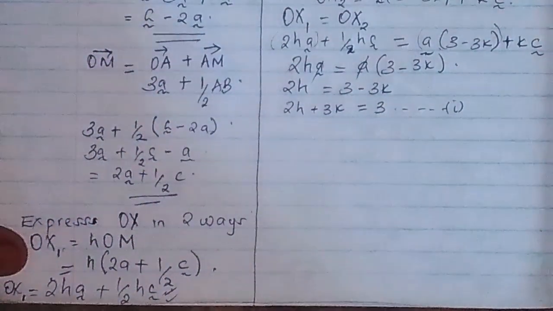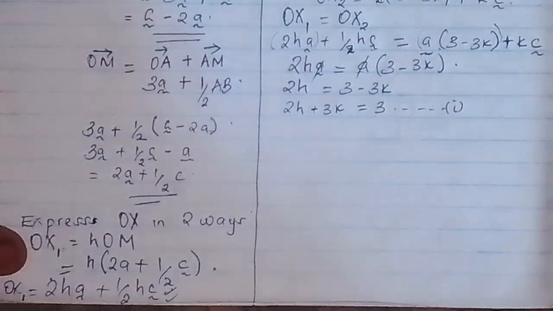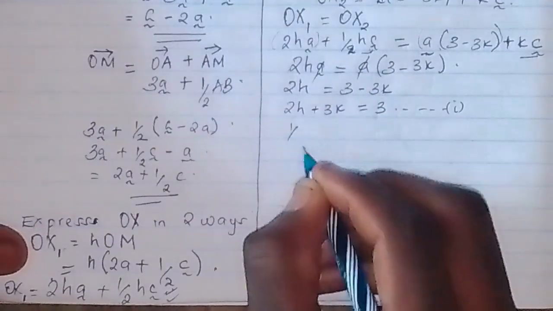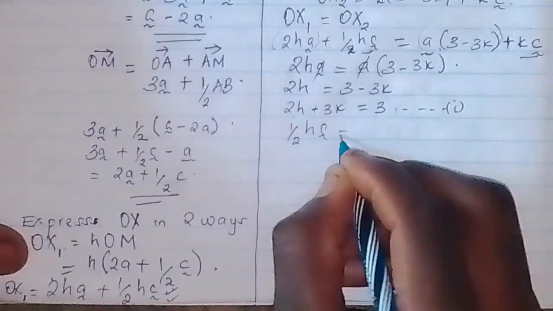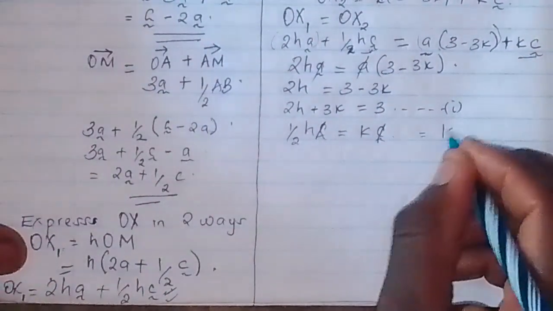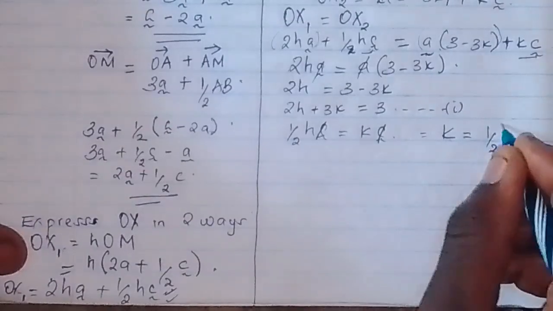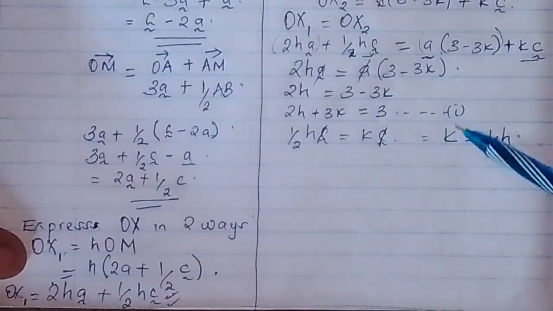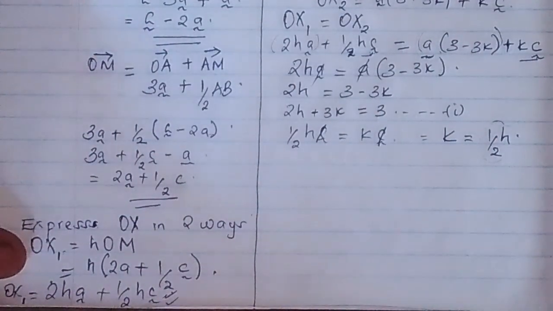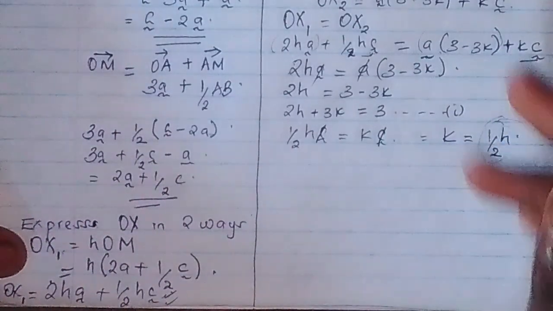Okay, then we pick the next, that is c. See where c and c are common, that is a half hc is equal to kc. C is common, it cancels. Then we are given that k is equal to a half h. Now here we have the value of k, straightforward, and if it's a half h, then we use this a half h as the value of k and replace it in our first equation.